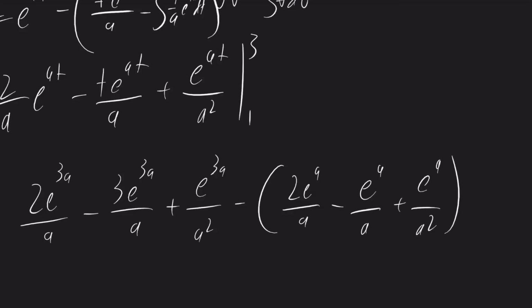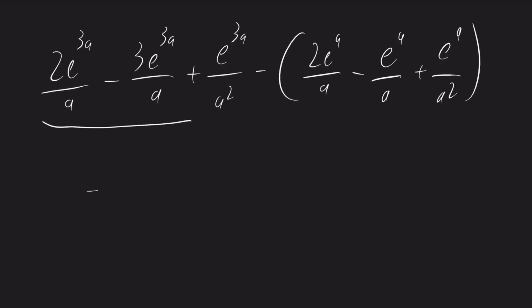Some of these terms will combine. We have this 2e to the 3a over a, and this negative 3e to the 3a over a. That'll just become negative e to the 3a over a. And I'll bring this term down.